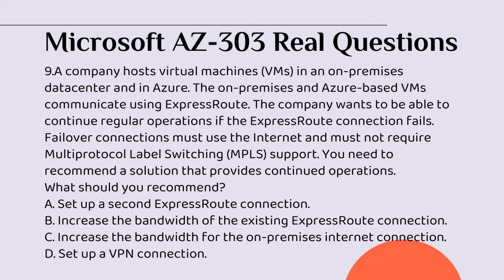What should you recommend? A. Set up a second ExpressRoute connection. B. Increase the bandwidth of the existing ExpressRoute connection. C. Increase the bandwidth for the on-premises Internet connection. D. Set up a VPN connection.